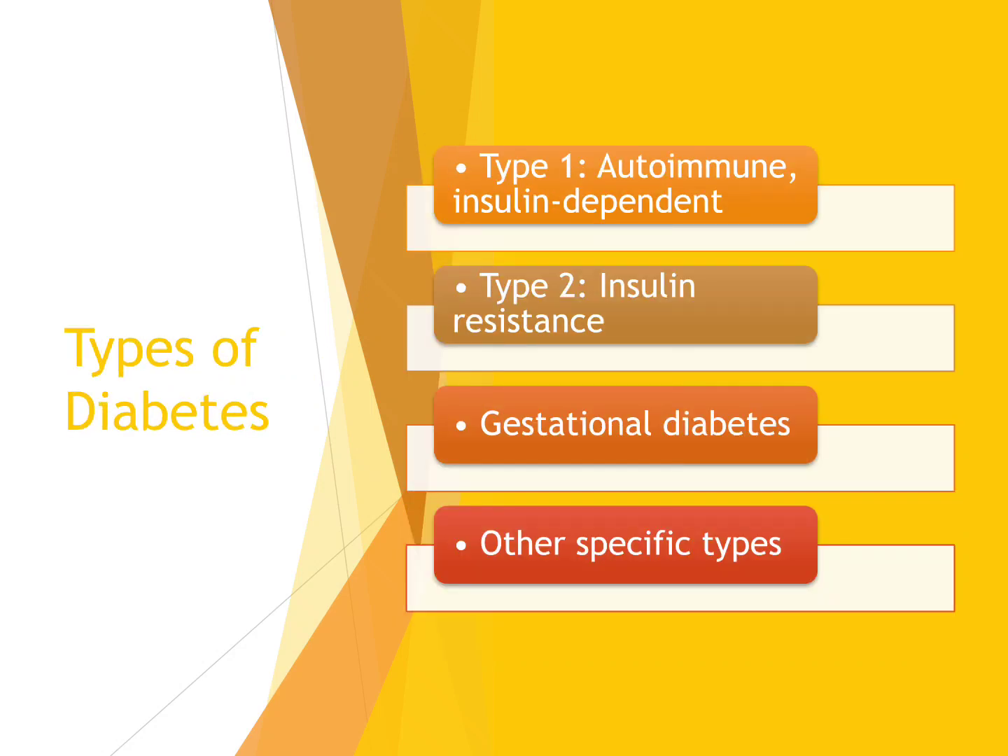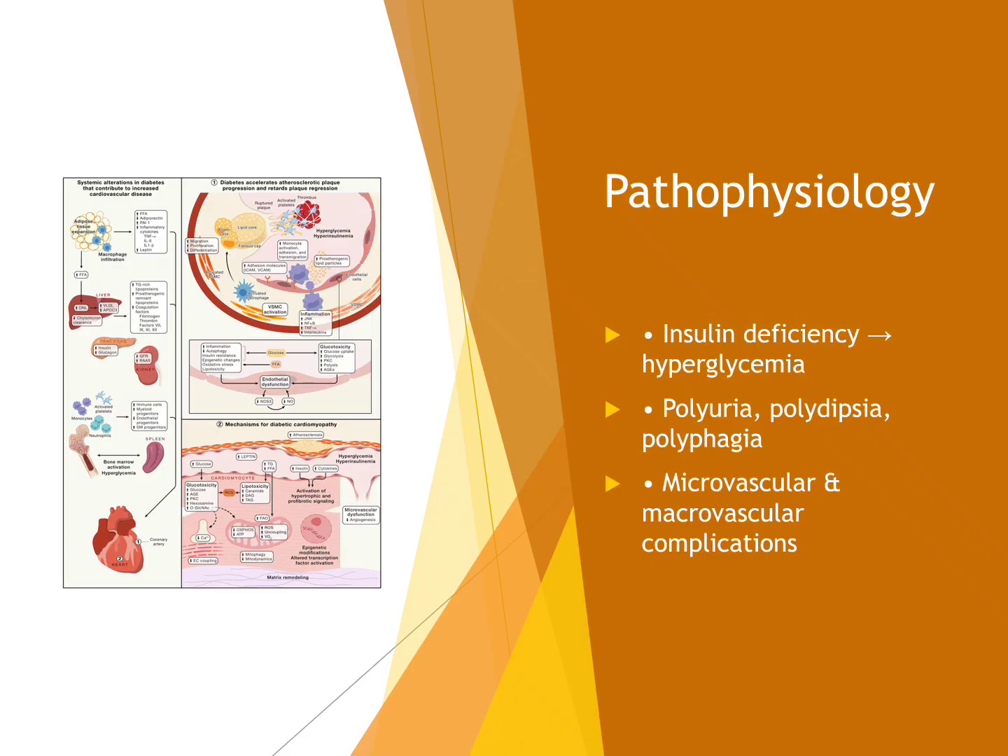There are several types of diabetes. Type 1 diabetes results from autoimmune destruction of pancreatic beta cells and typically requires lifelong insulin therapy. Type 2 diabetes is caused by insulin resistance combined with relative insulin deficiency and is strongly associated with obesity and lifestyle factors. Gestational diabetes develops during pregnancy and increases the risk of future type 2 diabetes. Other less common forms include genetic and secondary causes related to pancreatic disease or medications.